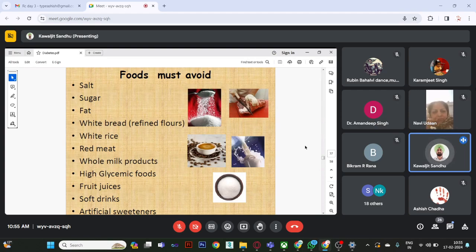The majority of us eat white rice. We don't go for brown rice because its taste is not acceptable to most people. But white rice should definitely be avoided because of its high glycemic index. So we should look at glycemic foods and try to avoid those foods. Fruit juices, if they are not natural, soft drinks, and artificial sweeteners should be avoided.